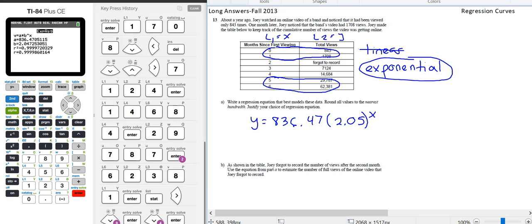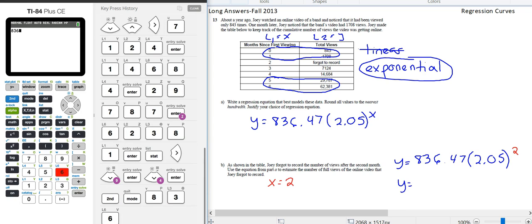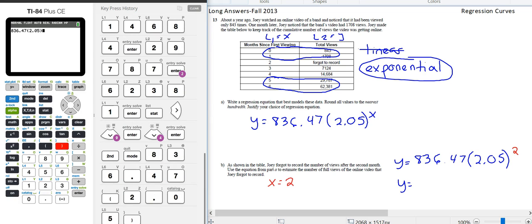So we're going to use this equation from before, and we're going to plug in for x the month 2, and we're going to see what the equation is equal to at that point, so we could estimate how many views the band got. So y is equal to 836.47 times 2.05 raised to the x, which is 2. And then we're going to calculate, let's do it on the calculator, 836.47 times 2.05 raised to the 2, or squared, enter.